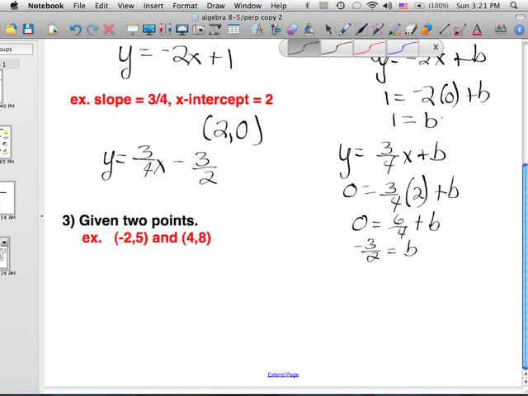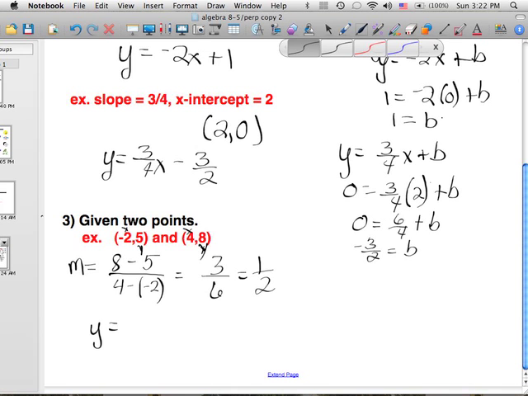And the last possibility is that they give me 2 points and not the slope. So I would have to use my slope formula to find the slope. Remember, slope equals the change in y. These are your y values. I'm going to take 8 minus 5 over your change in x. Since I started with this pair, remember it's 4 minus the negative 2. So I get 3 over 6, which is 1/2.